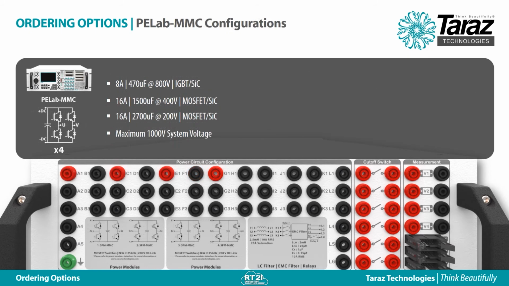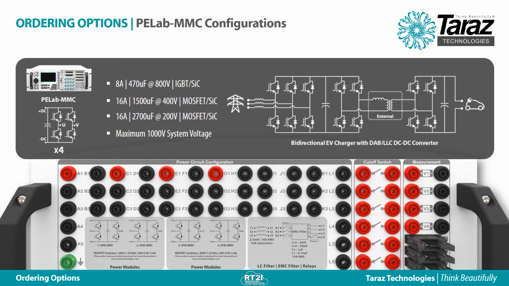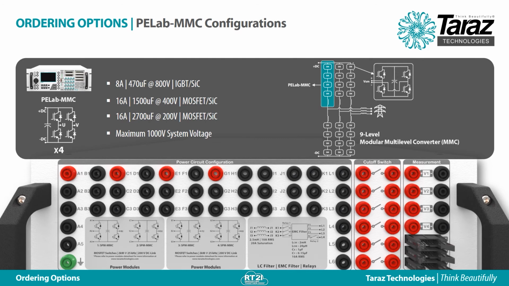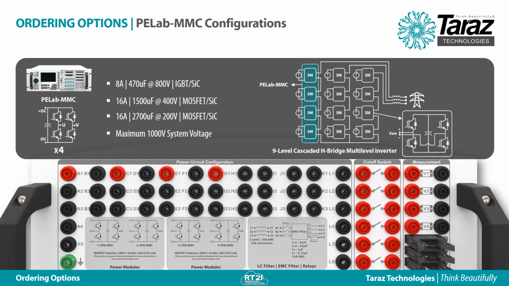The PELab MMC configuration can have up to 4 full bridge power modules in a single PELab. And due to the large number of legs, you can use this configuration for all mentioned applications, as well as bidirectional EV charger using the dual active bridge or LLC topologies. You can also use this configuration for MMC applications and cascaded H-bridge converter applications. But the system voltage should not exceed 1000 volts due to isolation limits and for safety.